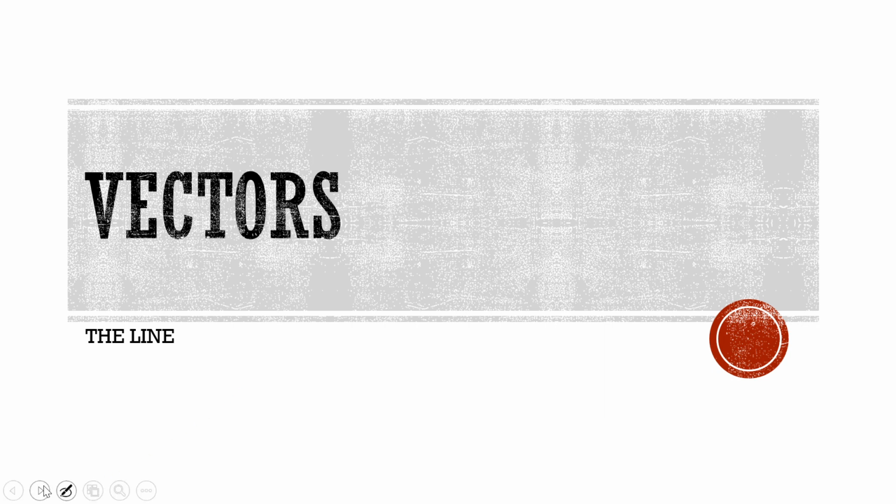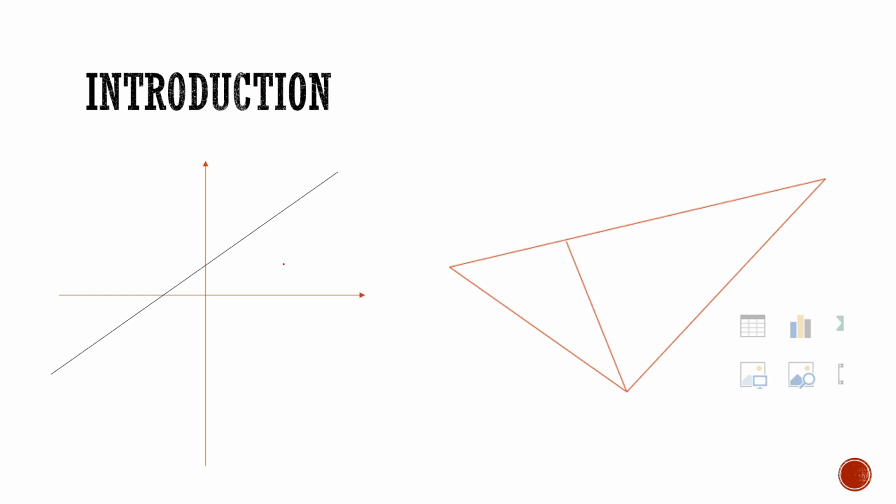In this video we'll be looking at the line. The line is a straight one-dimensional figure without thickness that extends endlessly in both directions, like this black line that we have here.